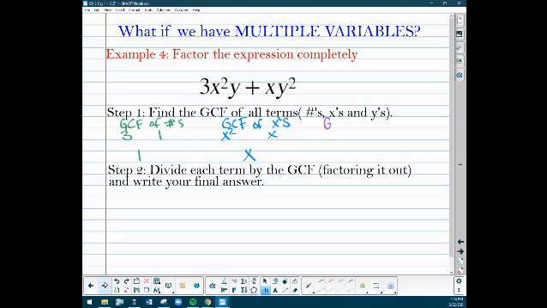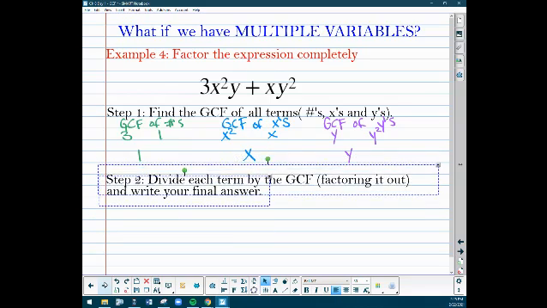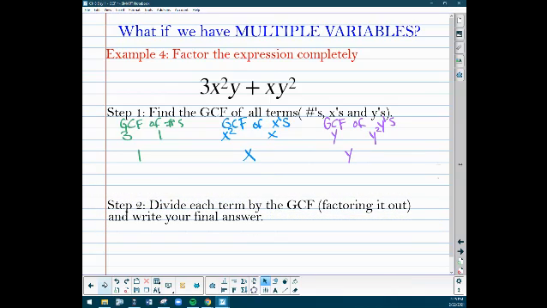Then lastly, GCF of y's. Okay, now I have to do this one separately. I have a y on the first one and a y squared on the second one. What do they share? If I were to expand, how many could I share? Well, there's only one. So the GCF between both of those, remember, multiply everything now. So 1xy is the greatest common factor in each thing.